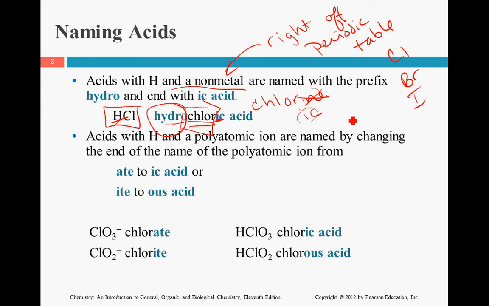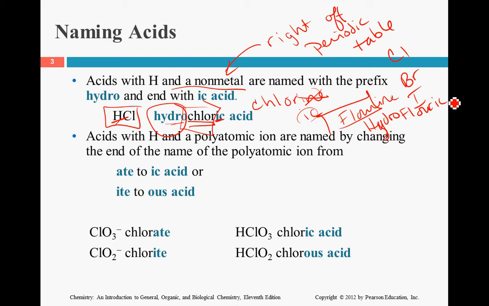So if we were looking at fluorine, it would be hydro, and then we take the base, and we end it with IC, so hydrofluoric. Bromine would be hydrobromic.